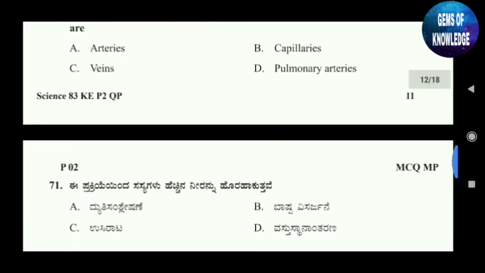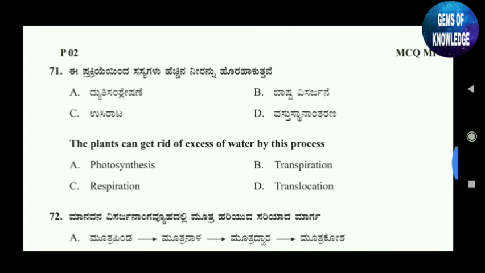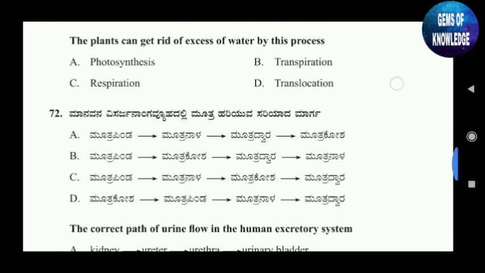Then 71. The plant can get rid of excess water by this process. This process is known as transpiration. The process by which plants get rid of excess water is called transpiration.